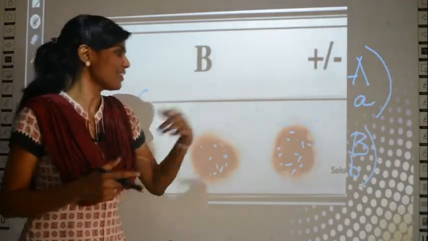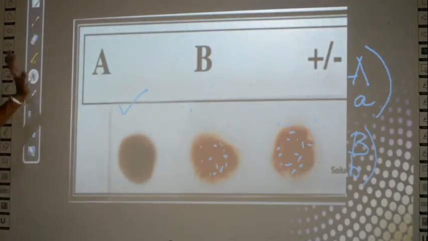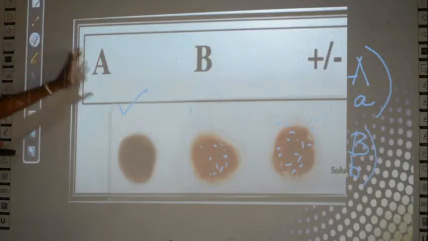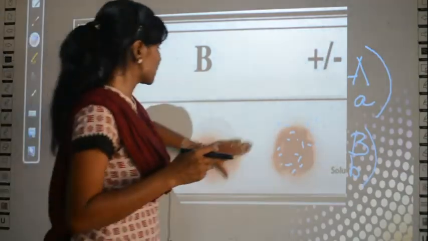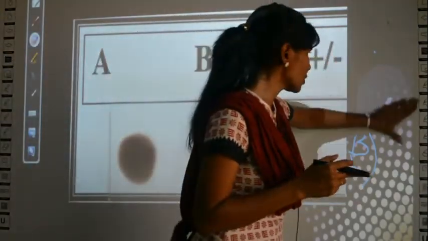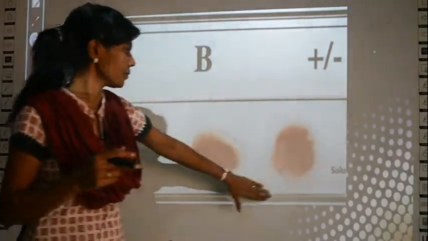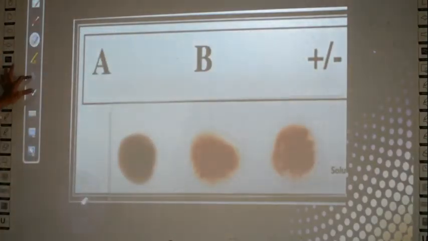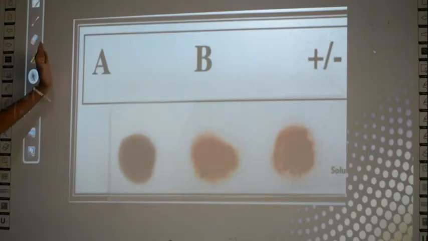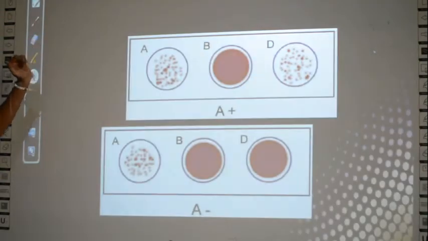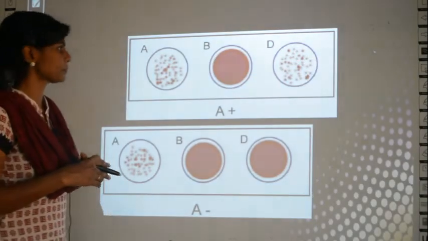Okay. So, I have explained how to test the blood group. Okay, what about the other blood groups? How it will appear for other blood groups also? Quickly, I will give you a presentation. Okay. What about A positive blood group?